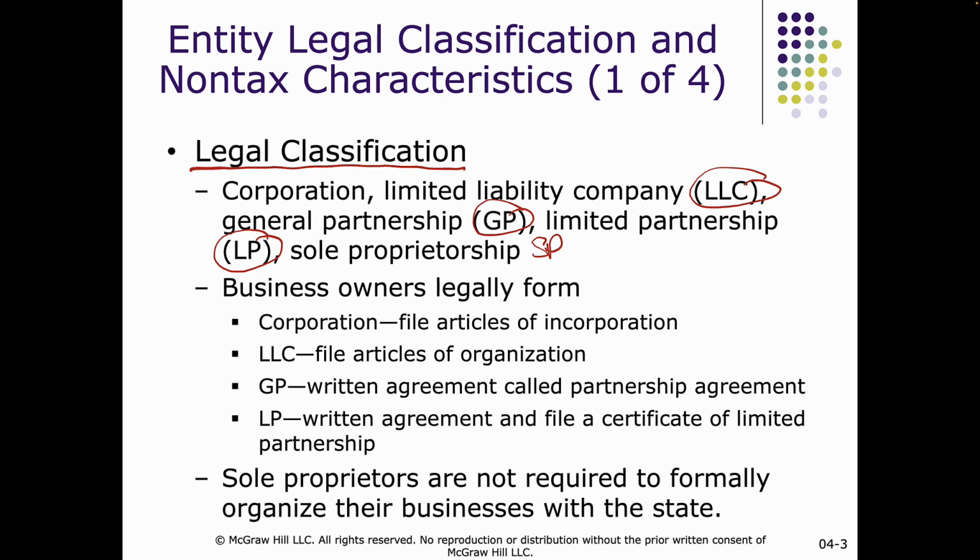If you're going to form a corporation, you need to file articles of incorporation. For an LLC, a limited liability company, you would file articles of organization. For a general partnership or a limited partnership, you're going to have a written agreement known as a partnership agreement. For the limited partnership, you're still going to have that written agreement, but you're also going to file a certificate of limited partnership. And sole proprietors are just not required to formally organize their business within the state. Most small businesses are in the sole proprietor bucket.